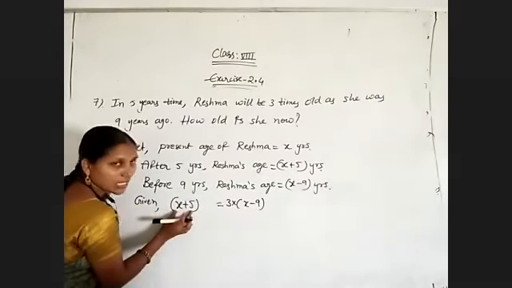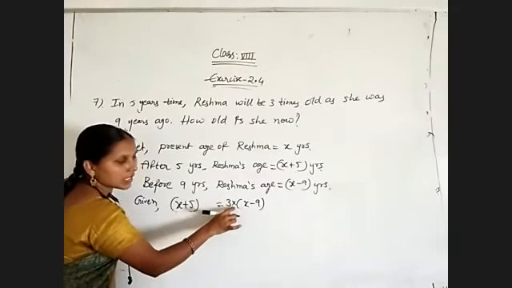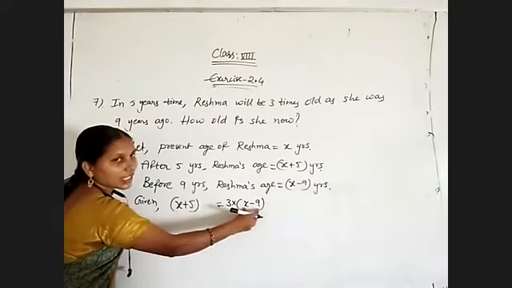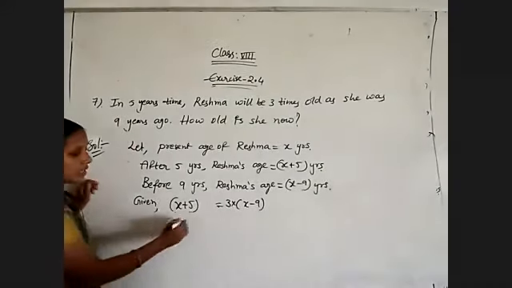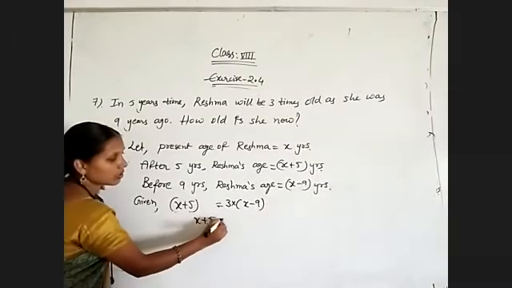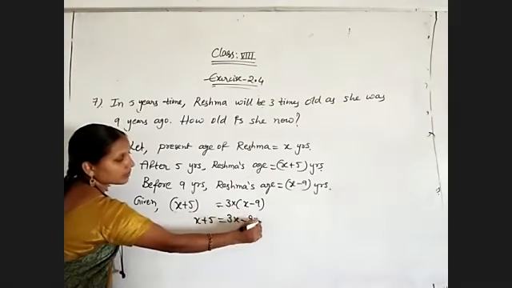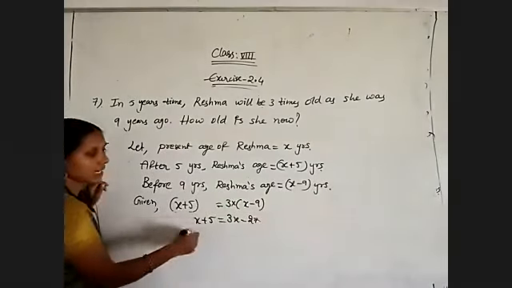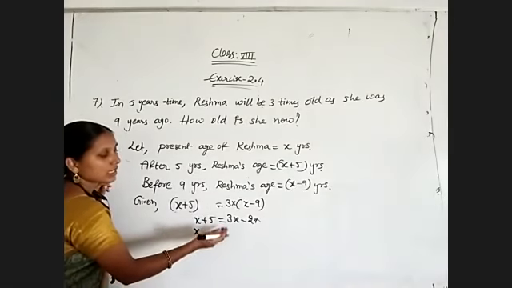In 5 years time, that is X plus 5 is equal to 3 times as she 9 years before, that is X minus 9. That's all. Simplify. X plus 5 is equal to 3 into X is 3X minus 3 nines are 27. Bring X term right side and the constant term to left side. Sorry, X term left side, X.